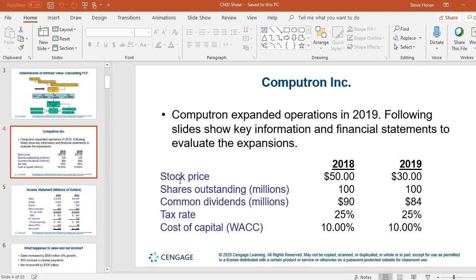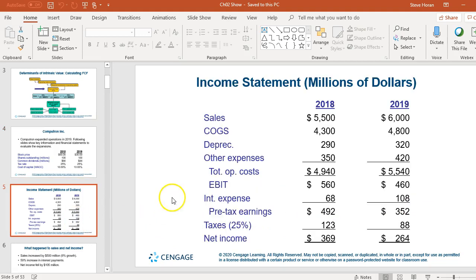So this is Computron. They expanded operations in 19. The following slides show key information and financial statements to evaluate the expansion. So in 18 and 19, 19 represented the expansion year, and unfortunately you can see the stock price went down. The shares didn't change, the dividends went down, the tax rate's the same, and the cost of capital is the same.